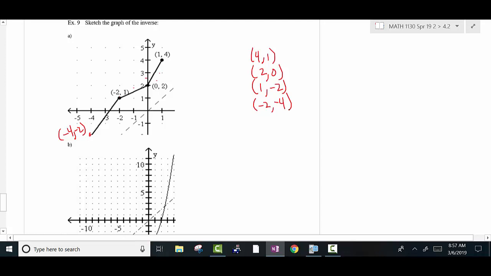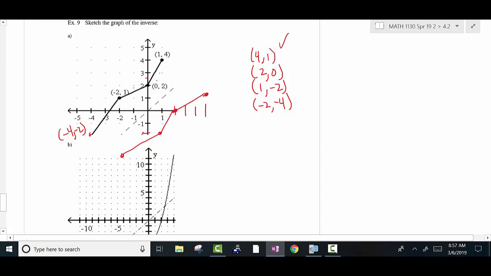Okay. So you should have the full graph on here. Sometimes I need to change Word files to PDF so they won't come out right. So again, you just plot the point 4, 1. Okay, so that would give that point. Then you plot the point 2, 0. And then 1, negative 2. And then negative 2, negative 4. So your inverse would do something kind of like that.